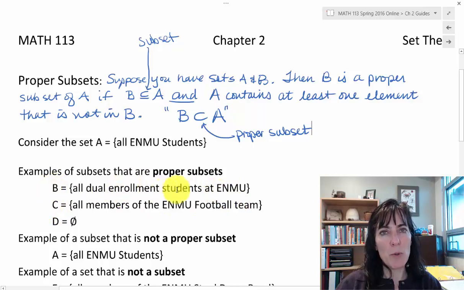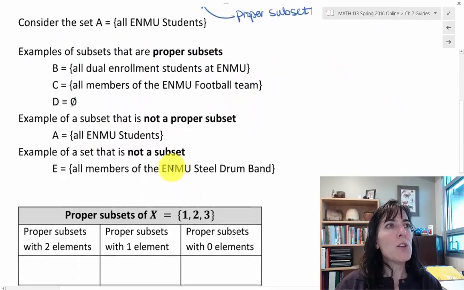And then the same thing for the dual enrollment students. We definitely have dual enrollment students at E&MU, so that's part of the set of E&MU students. But there are many, many students who are not dual enrollment, and they make it a proper subset. So here's an example of a subset.